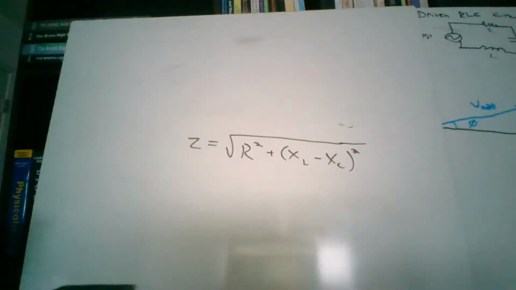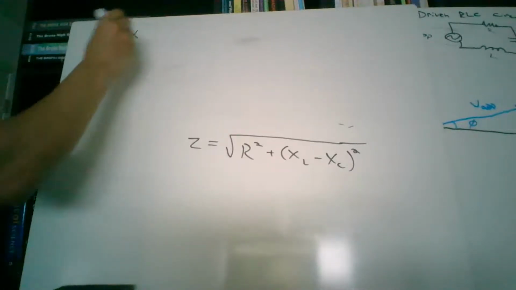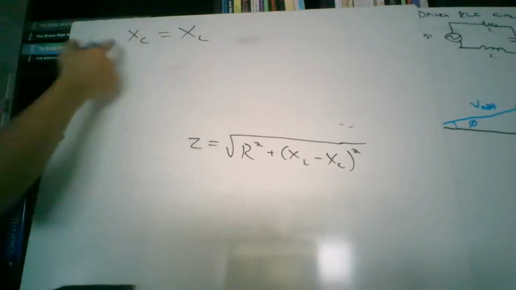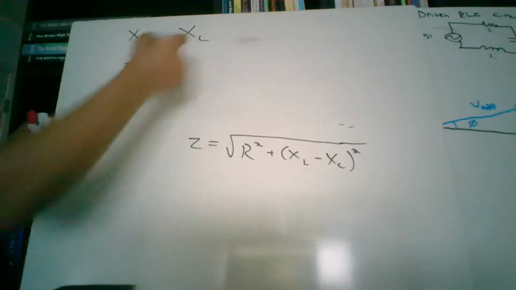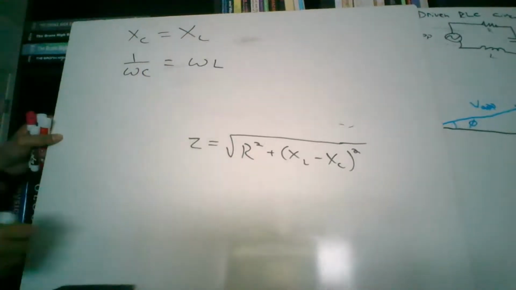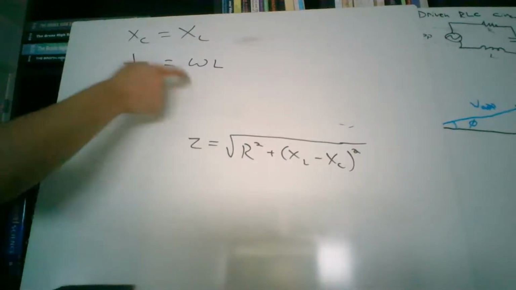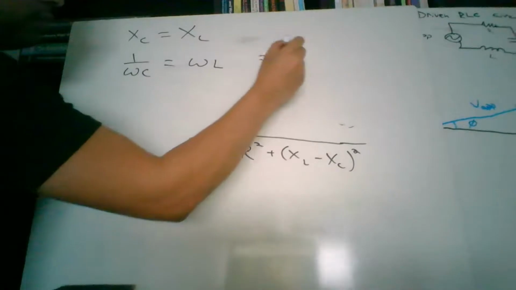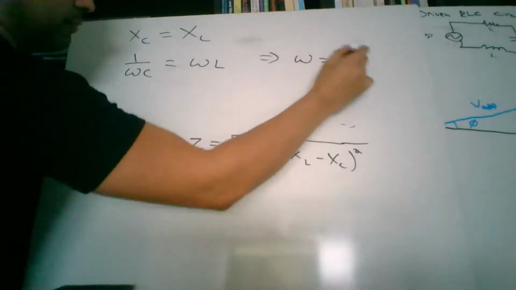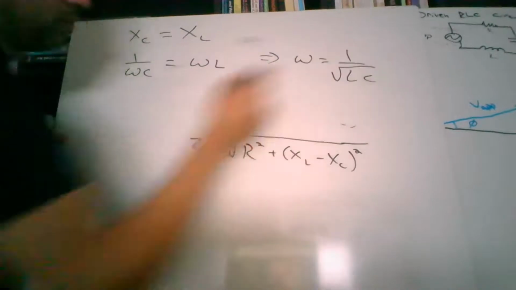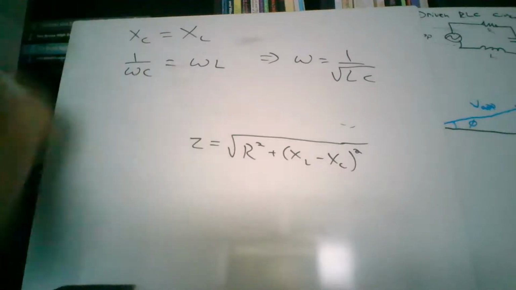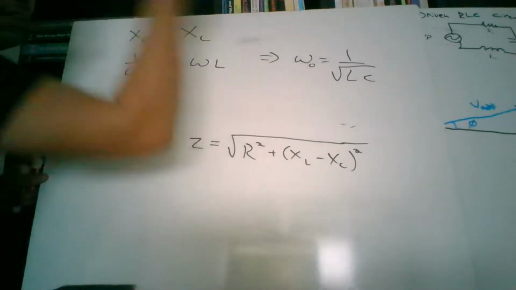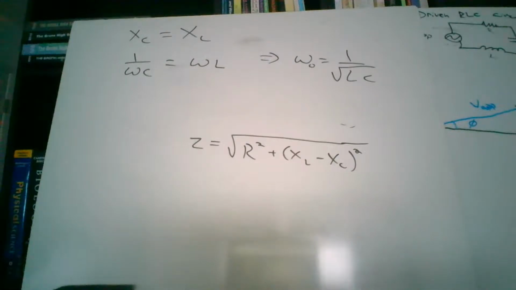So if we say that XC is equal to XL, well, XC is 1 divided by omega C, and XL is equal to omega times L. And so what do we end up with? Let's solve for omega here. If we solve for omega, we get the natural frequency. If XC is equal to XL, you will get the natural frequency, omega naught.